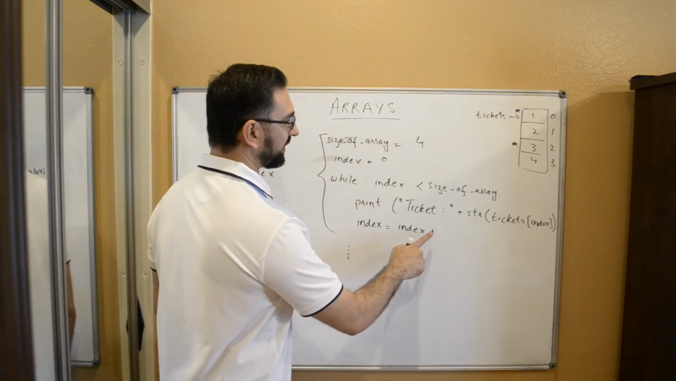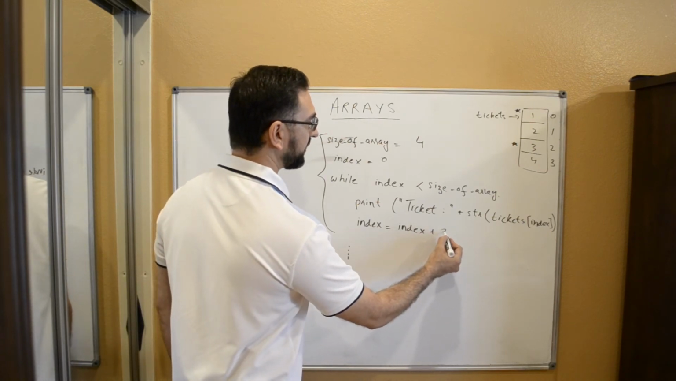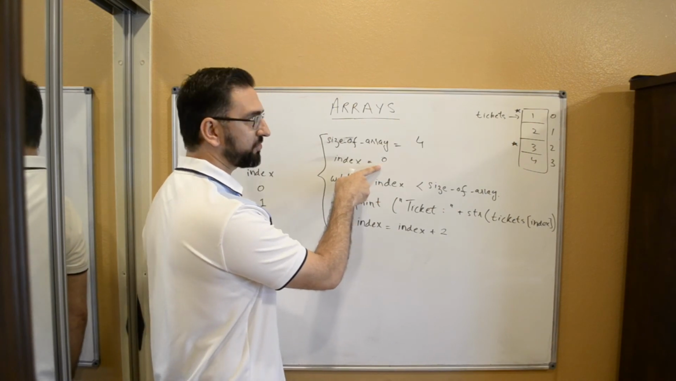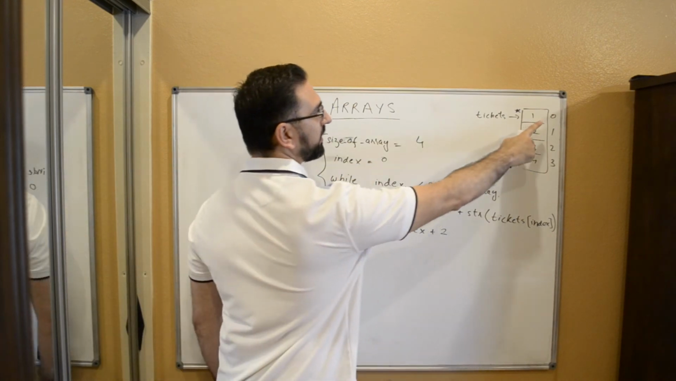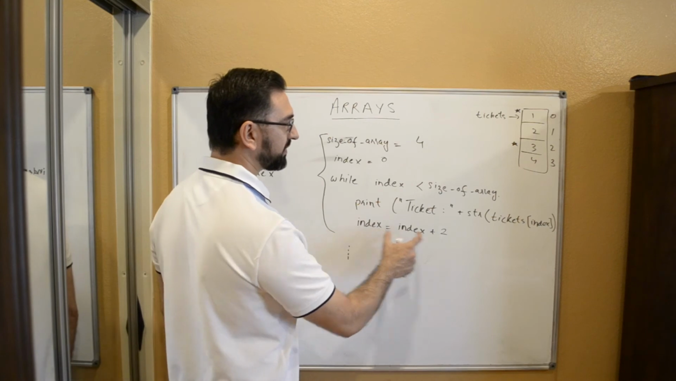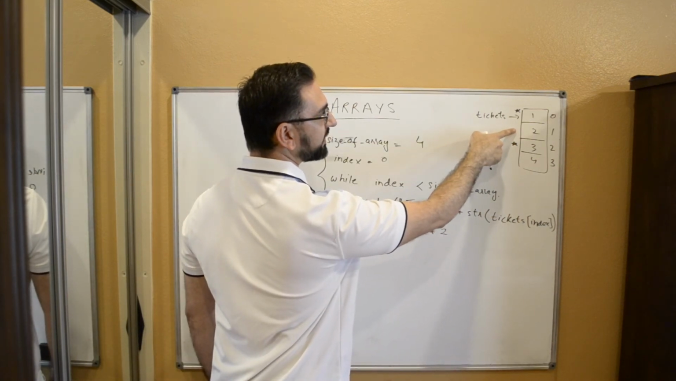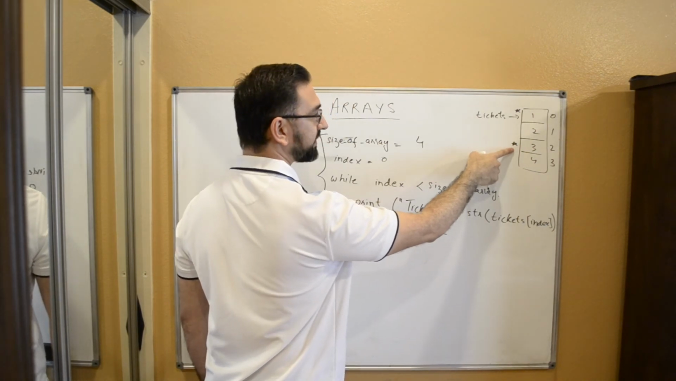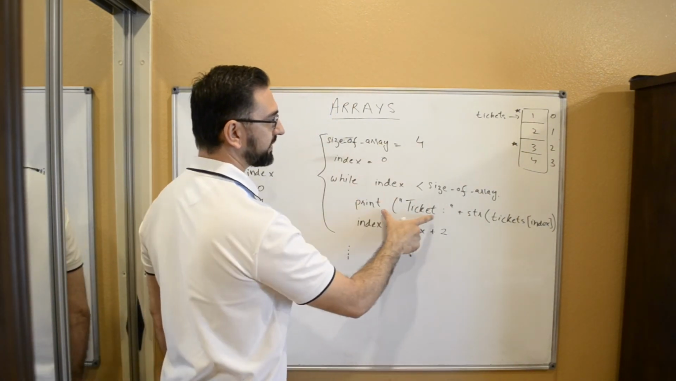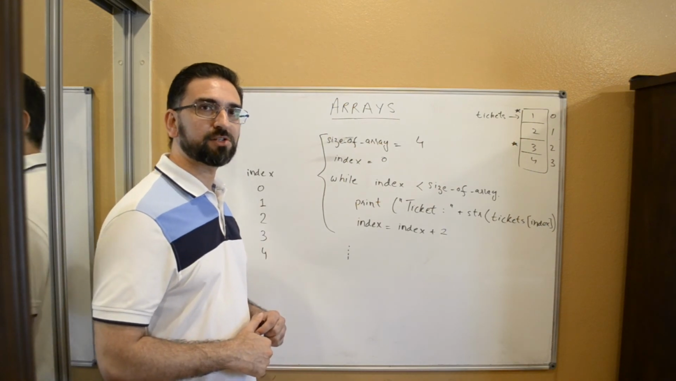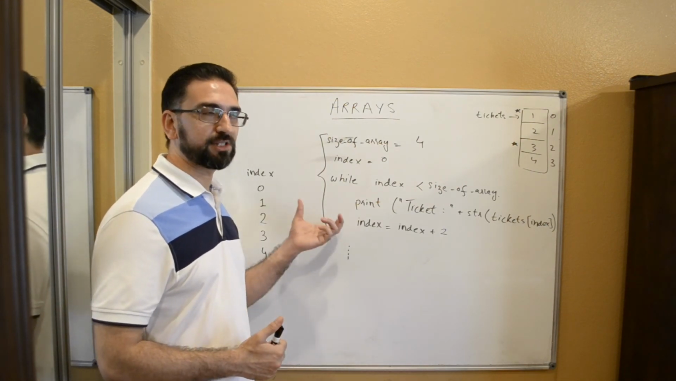You can basically do that very easily by incrementing this index by 2. So you are initializing the index to 0, print the ticket, and then you increment your index by 2, so that now the index, instead of pointing to index number 1, it now points to index number 2, and you process the ticket again and so forth. So that way you can control what elements of the array you want to process using this while loop.